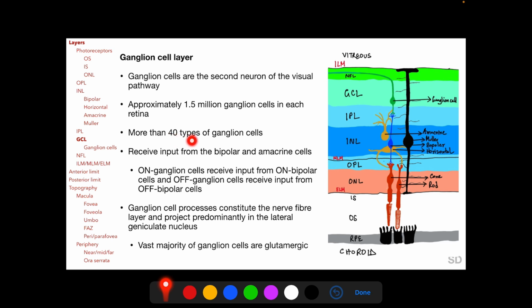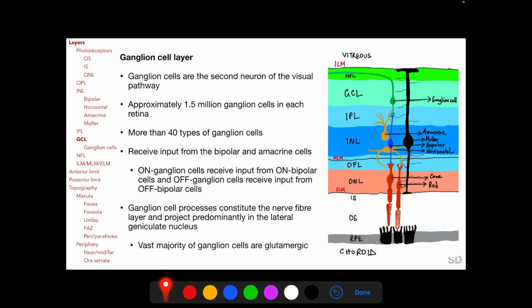There are more than 40 types of ganglion cells, and the ganglion cells receive input from the bipolar cells and the amacrine cells. As we have discussed, the on-ganglion cells receive input from on-bipolar cells, and the off-ganglion cells receive input from the off-bipolar cells, and this on-off separation is retained till the higher visual centers. The ganglion cell processes constitute the nerve fiber layer and project predominantly in the lateral geniculate nucleus. The vast majority of ganglion cells secrete glutamate as a neurotransmitter from their synaptic endings in the lateral geniculate nucleus.